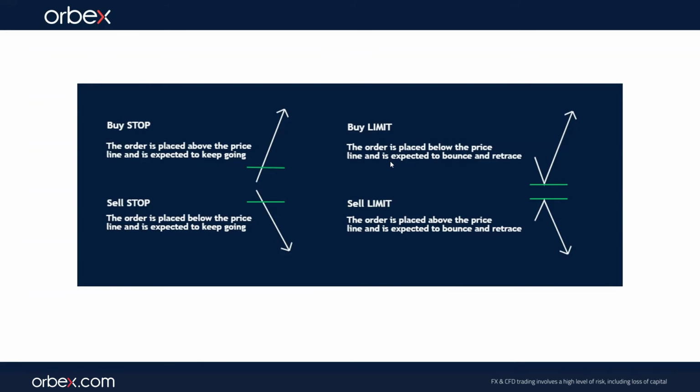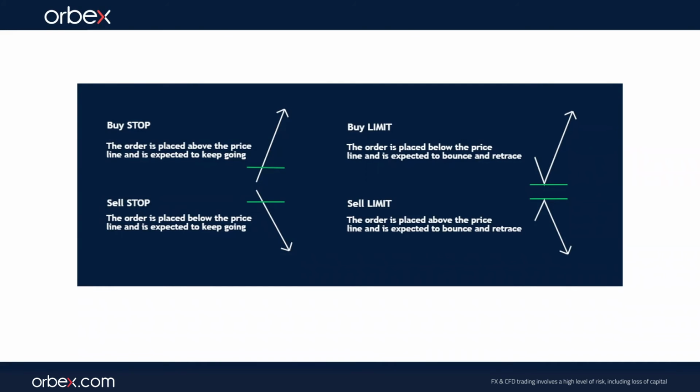So a buy limit is placed below the price line. What we're expecting to happen is that the price line will start moving lower, hit a support below the price line and then start moving higher. So the order will be activated when it hits this price line, and it will move higher. Opposite with the sell limit, the order is placed above the price line and is expected to bounce and retrace. A buy and sell limit can be a little bit confusing because the buy limit is placed below the bid line and the sell limit is placed above the bid line. So let's see that in action then.